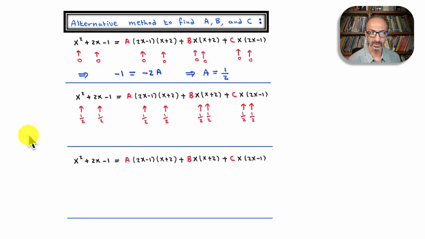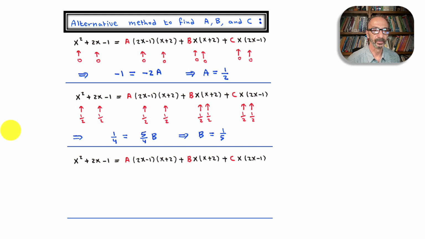Every x will be replaced with 1/2. That will simplify to the following. 1/4 equals 5/4 b. Multiply both sides by 4. I get b equals 1/5.